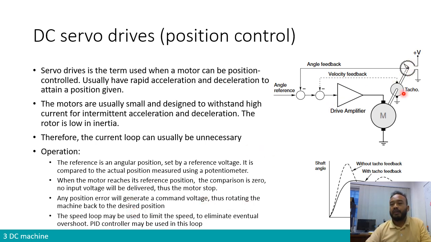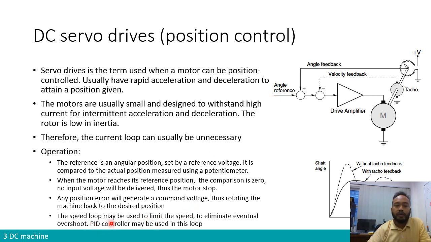So for example, once it arrives at its position, if you have a load torque that tries to pull it away from the defined position, then the error will appear. So if you have error, then you will supply voltage back to the motor so that the motor gets back to the position that is demanded by the angle of reference.